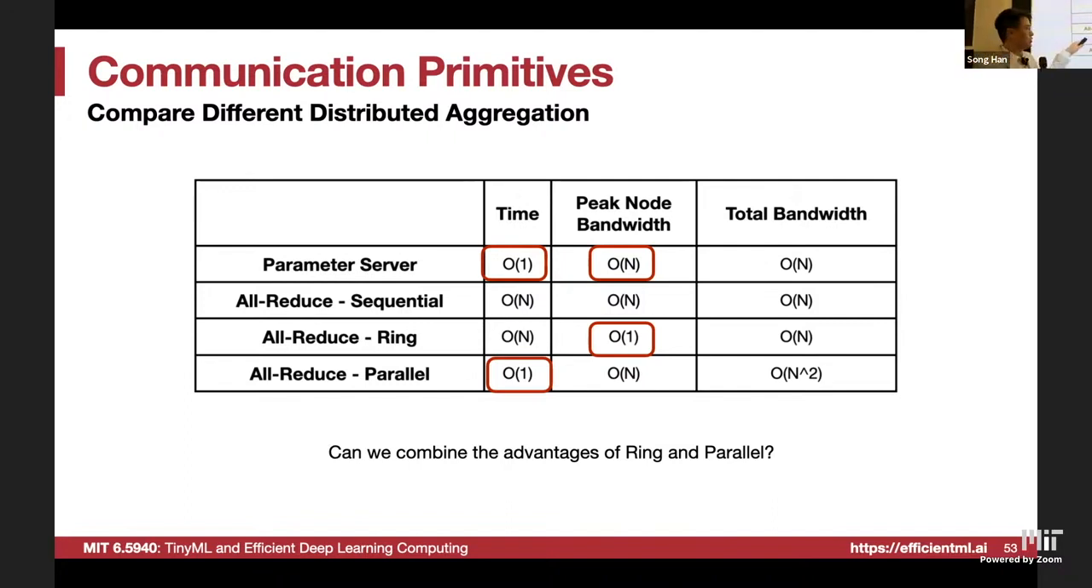Or you can do the ring all reduce function, where you only talk to your neighbor. So the time complexity is O(n), so you have to repeat this process n times to form a cycle. But the node bandwidth is O(1), since you only have to talk to your neighbor.